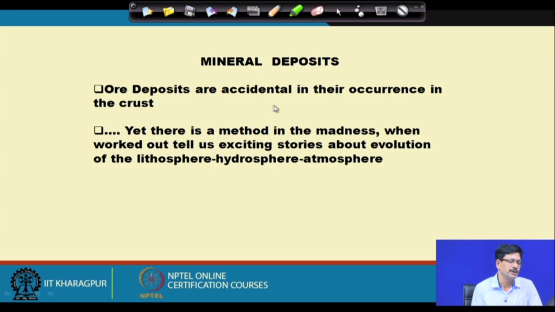So, when the mineral deposit formation looks random or mad, yet there is a method in the madness, when worked out, it tells us exciting stories about the evolution of the lithosphere, hydrosphere and atmosphere. We have just seen the formation of the older iron deposits, uranium deposits, and certain deposits much later in geological history, which could be rationalized. So there exists a parallelism between the formation of mineral deposits of different types and the evolution of the continental crust, from the very beginning, the oldest, to the present day.